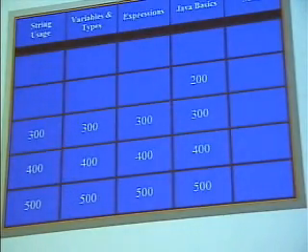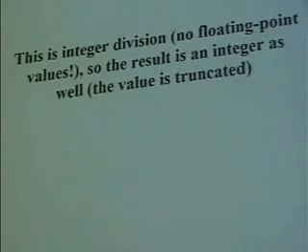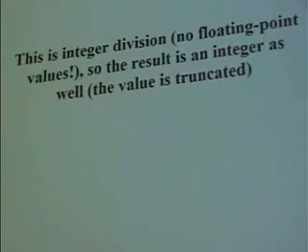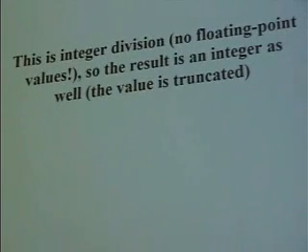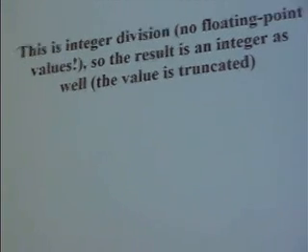What is expressions for 300? Result of 10 divided by 3. I'm sorry, divided by. I just can't read. What is 3? Yes. So remember that division, if there's no floating point values, it's going to do integer division. 10 divided by 3, it chops off the decimal point, and it's just going to give you 3 in return.